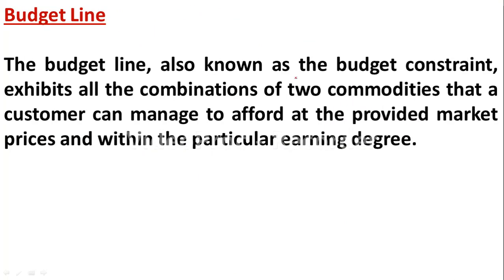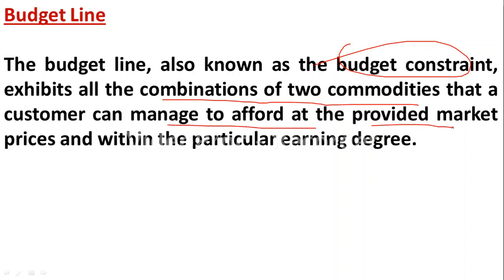Next, let us study about the budget line. Budget line is also known as budget constraint, and it shows all the combinations of two commodities that a consumer can afford at the provided market prices within a particular income. So here the budget line shows the combinations of different goods which a consumer can buy by using all his income. The indifference curve shows combinations of two goods where the consumer gets the same level of utility, but the budget line shows his ability to purchase goods and services.